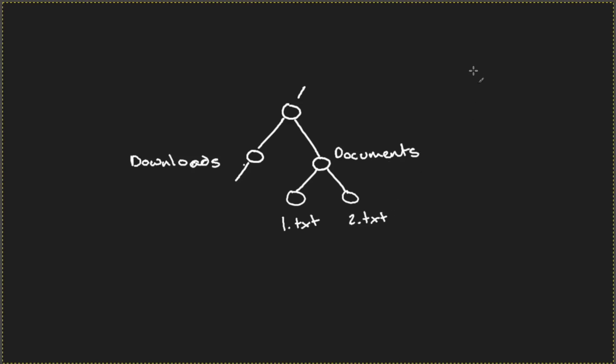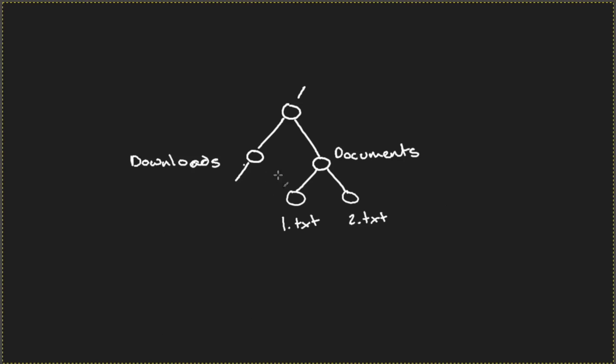So you're probably going to have like a C drive and then users, your username, then documents, then all your documents. And so these nodes right here, they represent either a file or a directory, right? So really, this is just a giant tree.